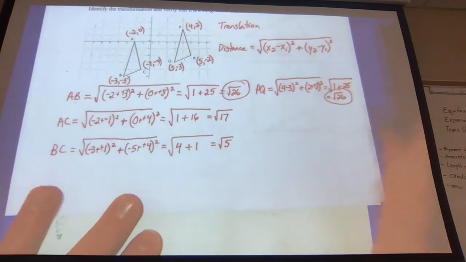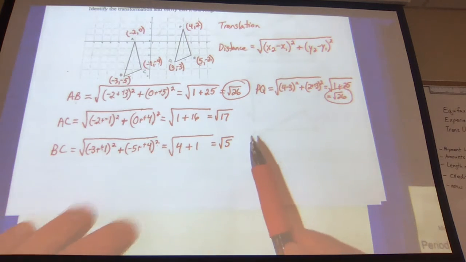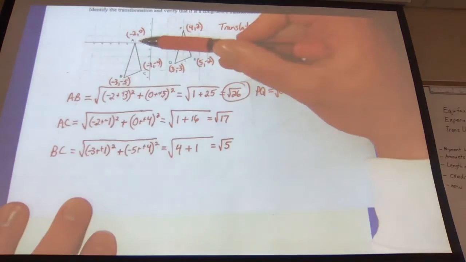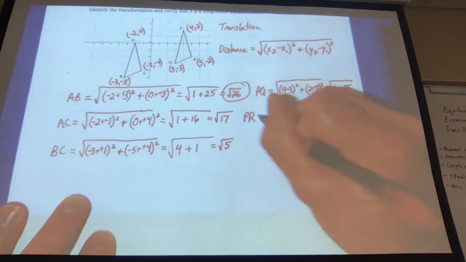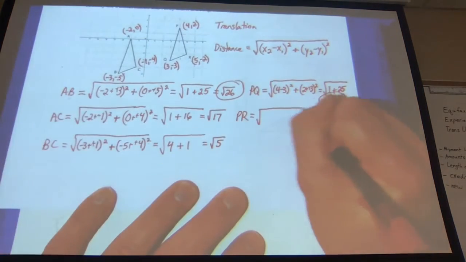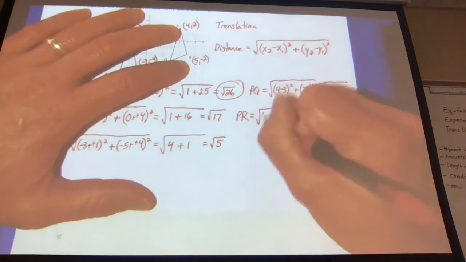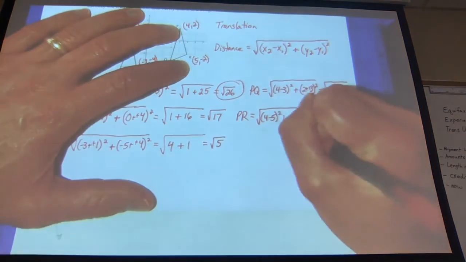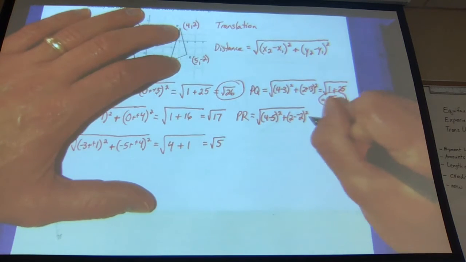There's our first set of matching sides. We have 2 sides that are square root of 26. Now let's make sure the other sides match up. AC was the right-hand side of the triangle. Let's match that up with PR, and go through the process again. 4 minus 5 for your x coordinates. 2 minus -2 for the y coordinates.